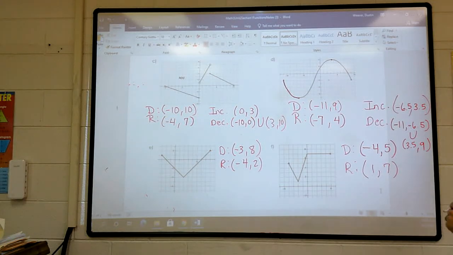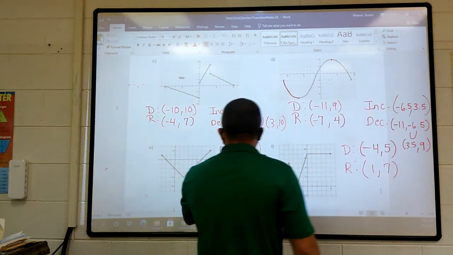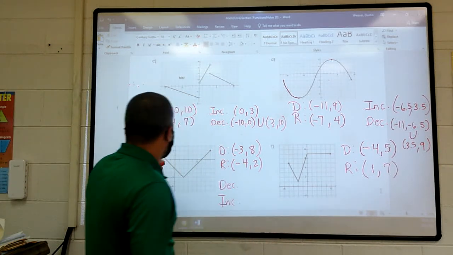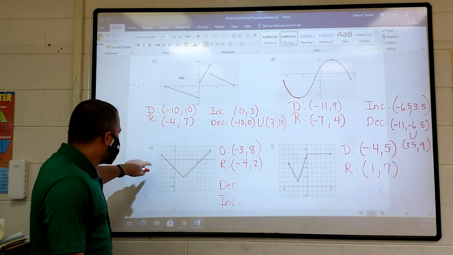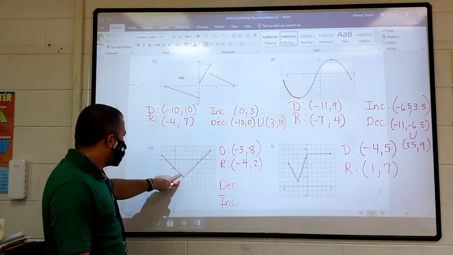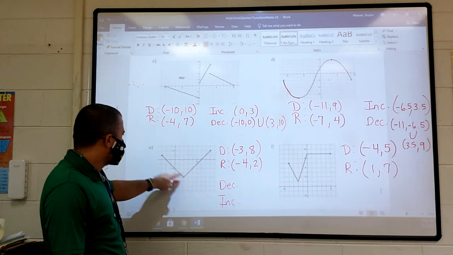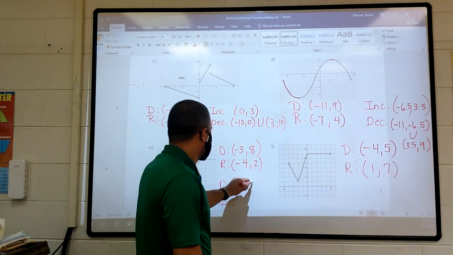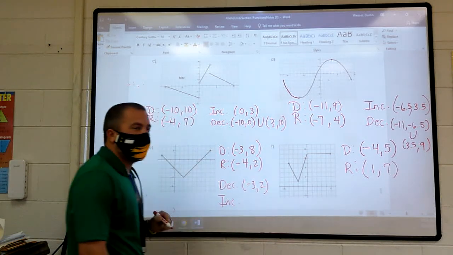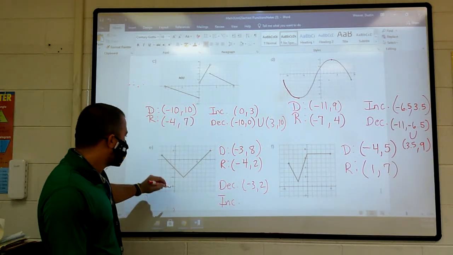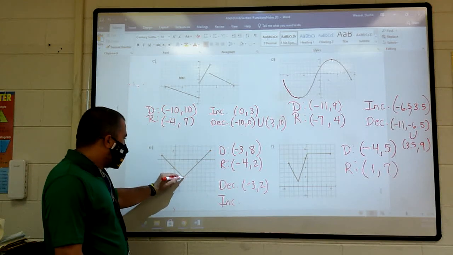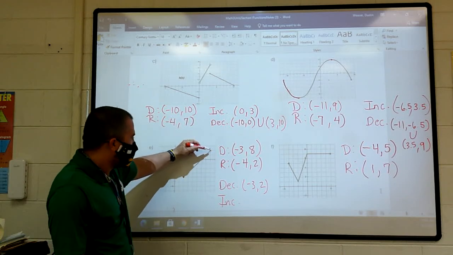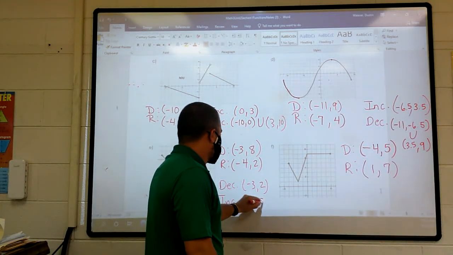Okay, and we get to the last 2. This one we have 1 decreasing and 1 increasing. So here it is decreasing from -3 until we get to 2. So from -3 to 2, it is decreasing. Remember, you're always looking at your x values when you talk about increasing or decreasing. And then, as our x is at 2, it's increasing all the way till our x is at 8. That was a pretty easy one.